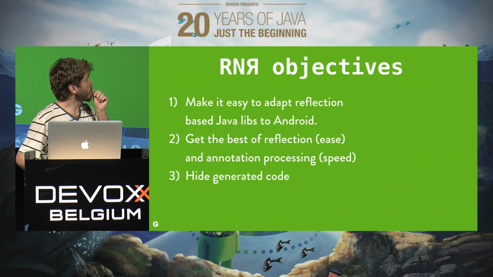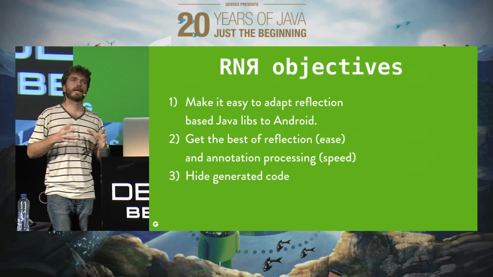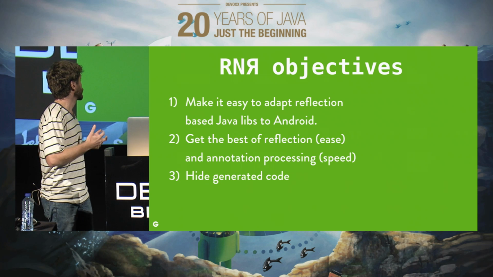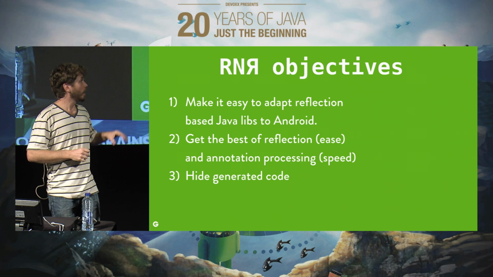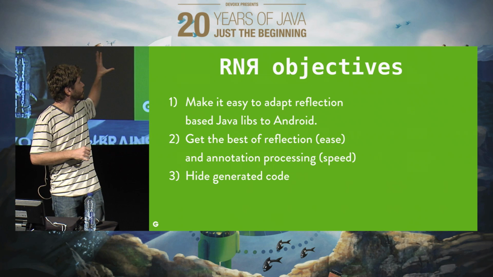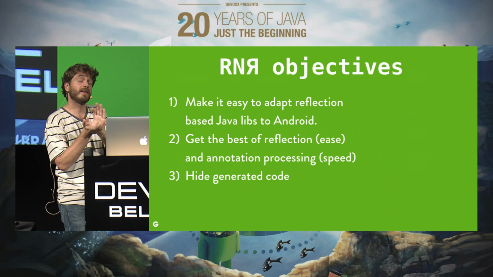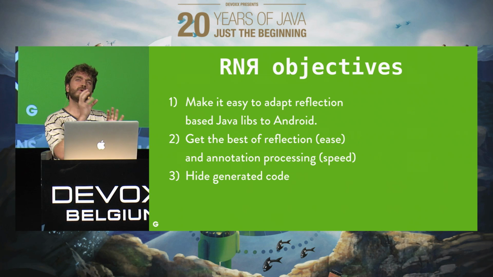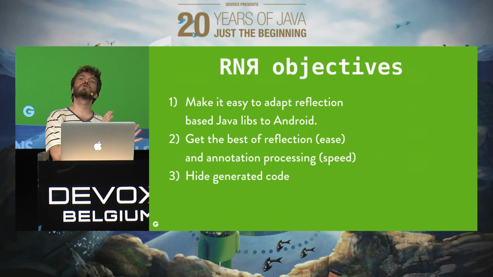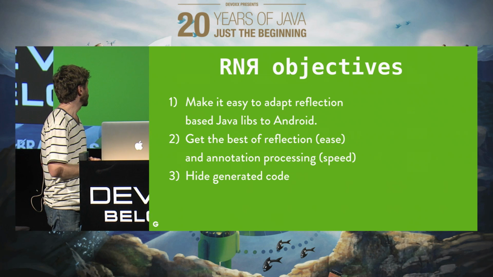So when we see those alternatives, we were thinking, okay, maybe we can get the best of both worlds, no? Trying to make it easy to adapt reflection, all the libraries that are based on reflection, we could try to just adapt them a little bit, not to rewrite them fully, but just to modify them slightly so they would not be using true reflection. It would be nice to have that.